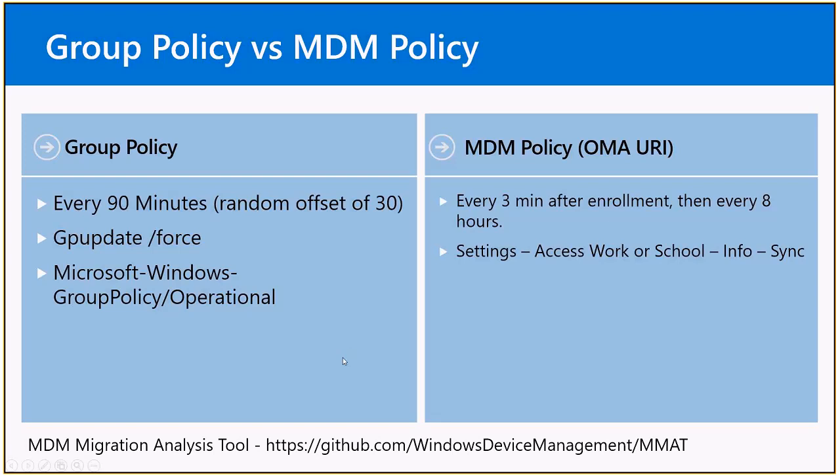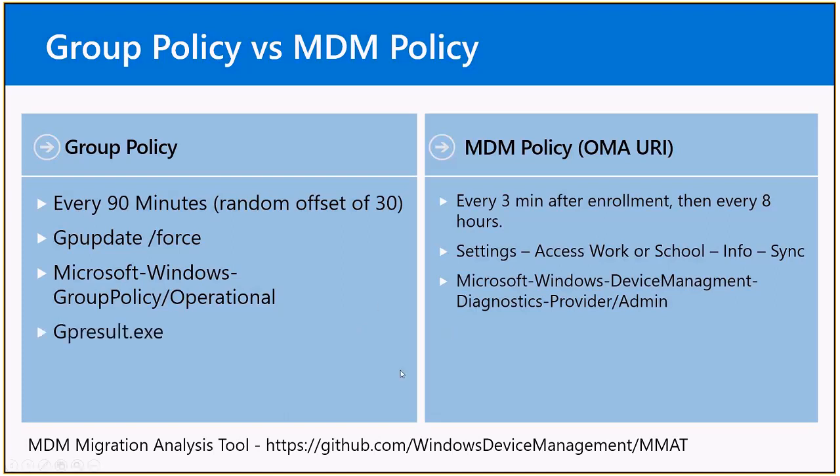From a logging standpoint, in the event logging, for group policy, it's under Microsoft Windows Group Policy Operational. MDM still logs an event logging the same as group policy, so there is a place in the event logs you can go in and see any event logging associated with that and do any troubleshooting that you need to do. If you want to find out what effective policies are on a device, you can use GP results, versus there's a PowerShell script you can use to generate a similar type report for MDM.